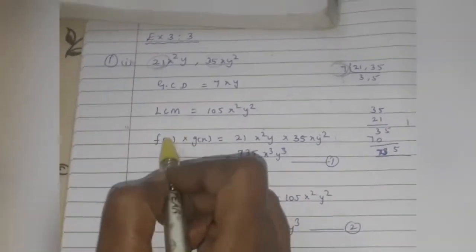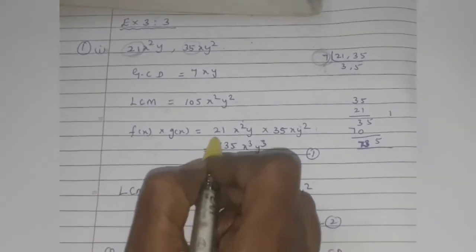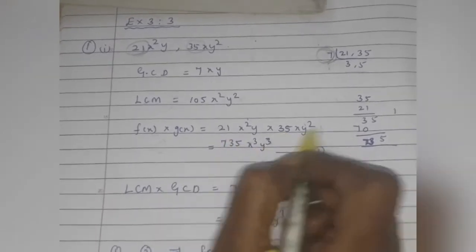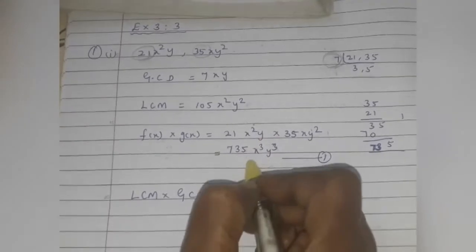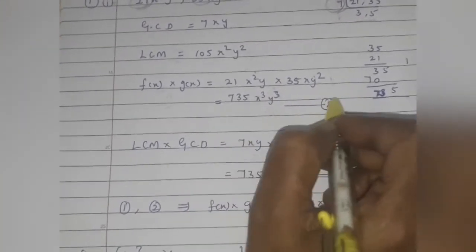Now, if you multiply f(x) and g(x), what will you get? f(x) into g(x) is equal to 21x square y into 35x y square. If you multiply 21 and 35, you will get 735. x square into x is x cube, y into y square is y cube. So, take it as 1.